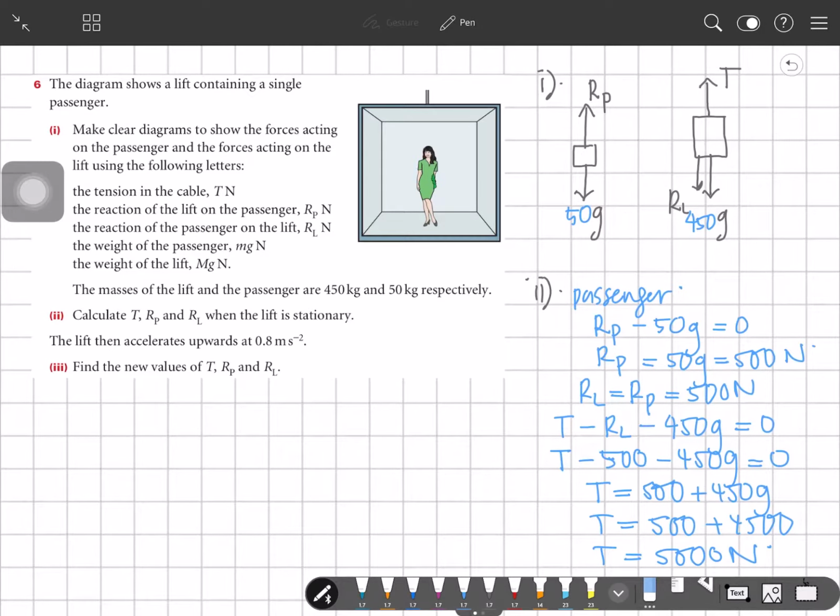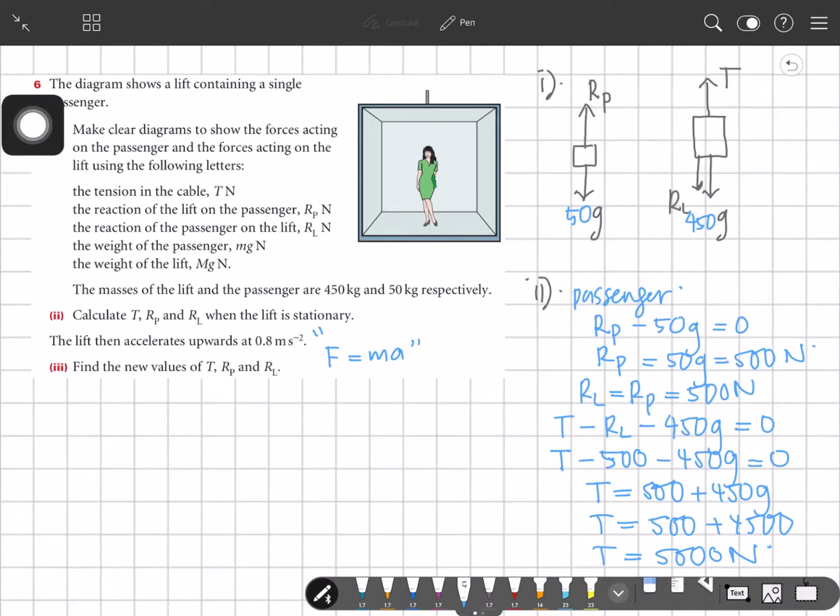The lift then accelerates upward at 0.8 meter per second squared. Find the new values of T, R of P, and R of L. So in order to solve this question, we need to use Newton's second law, which is F equal to ma. In order to solve the values of T, R of P, and R of L, we need to look at the individual force diagrams.